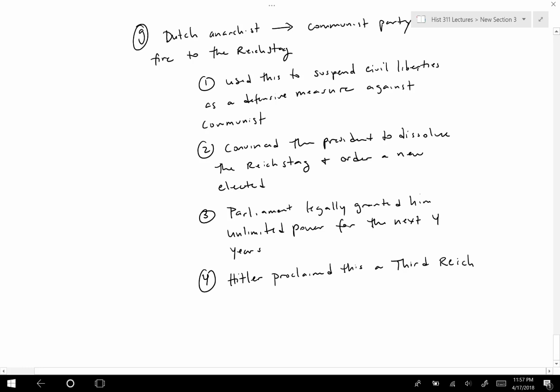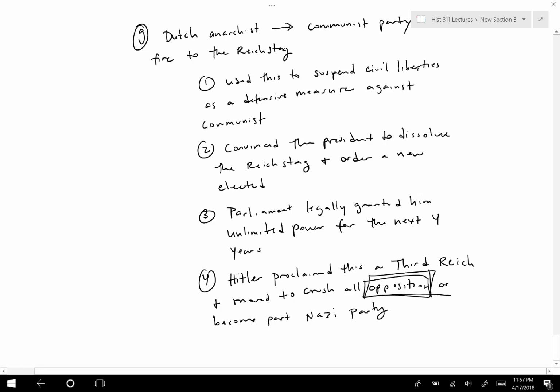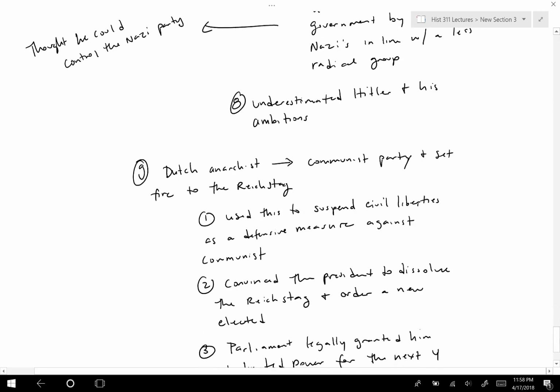And he moved to crush all opposition, because his power at this point wasn't fully complete, or become part of the Nazi party. But it's super strong now, because there still is some opposition. Okay, he's not totally complete, but with this new power, he can use it to completely become a one-party state with Hitler as the dictator in the process. So this is how he takes over.